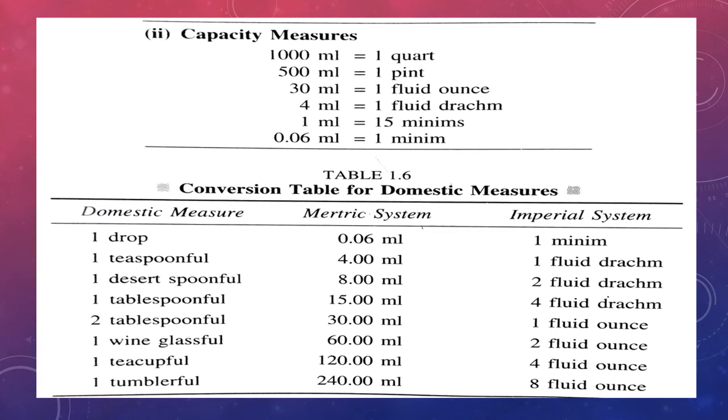Conversion table for domestic measures: the domestic measure is 1 drop and the metric equivalent is 0.06 ml. The imperial equivalent is 1 minim.